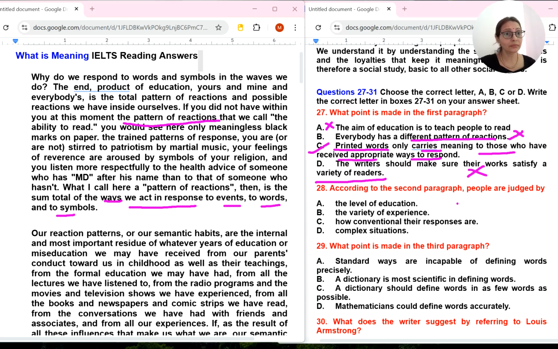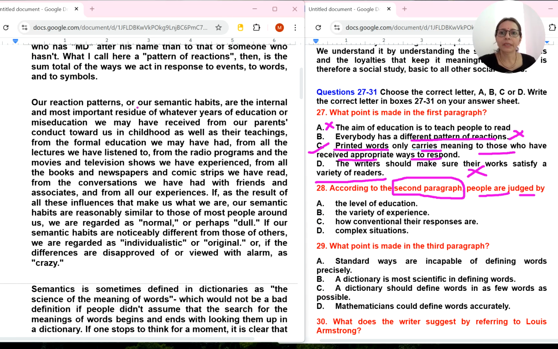But the most important thing here is to practice with me. That's more important. According to the second paragraph, we will move to the second paragraph: how people are judged by. Let's move to the second paragraph. Our reaction patterns or semantic habits are the internal and important residue of whatever years of education. We are looking for how people are judged by.